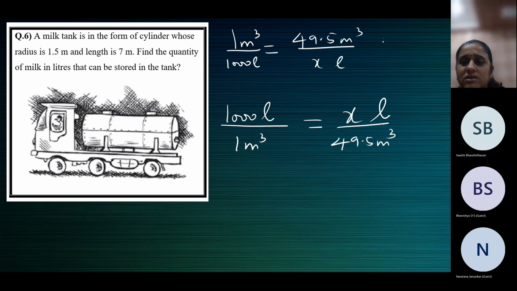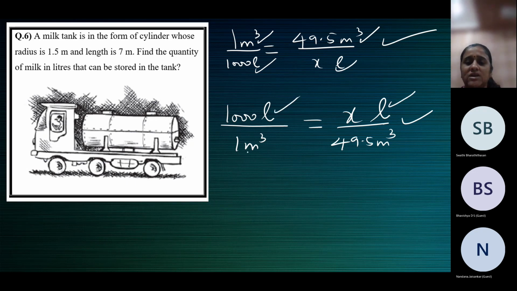Anyways, you can write it like this or like this and cross multiply and solve for x. That we can do. We know how to cross multiply and find the value of x. So you can write 1 meter cube by 1000 liters or 1000 liters by 1 meter cube. But what is important? If you write meter cubed in the numerator here, you should write meter cube in the numerator here also. Liter in the denominator. Here liter in the numerator, meter cube in the denominator. That is very important. If you write like this, you're wrong.